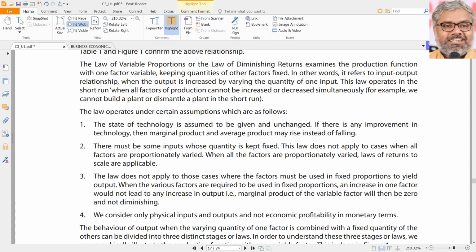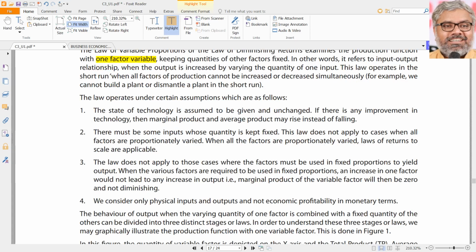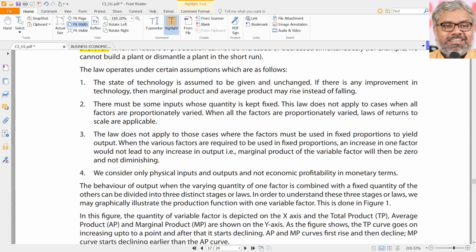Now, we know this already, the law of variable proportions is examining the production function with only one variable factor, keeping all other quantities of factors fixed, where the input-output relationship is studied and output is increased by varying the quantity of only one input. That's the same thing that is repeated. And this operates in the short run, that also we know, when all the factors of production cannot be increased or decreased simultaneously. So this is also already discussed.